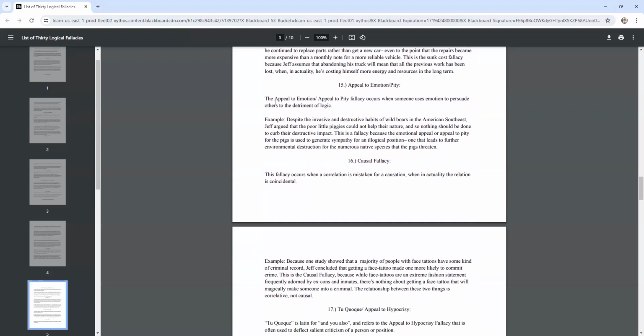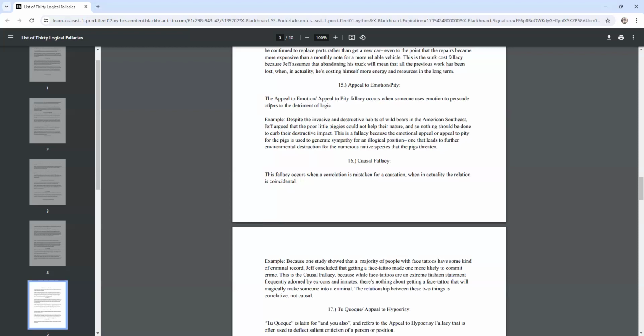So in the argumentation lectures, we talk about ethos, pathos, logos, and how you want to use emotion. But emotion is a fallacy when it is used to the detriment of logic. Too much emotion can destroy the logic of an argument. So here's my example. Despite the invasive and destructive habits of wild boars in the American Southeast, Jeff argued that the poor little piggies could not help their nature, and so nothing should be done to curb their destructive impact.